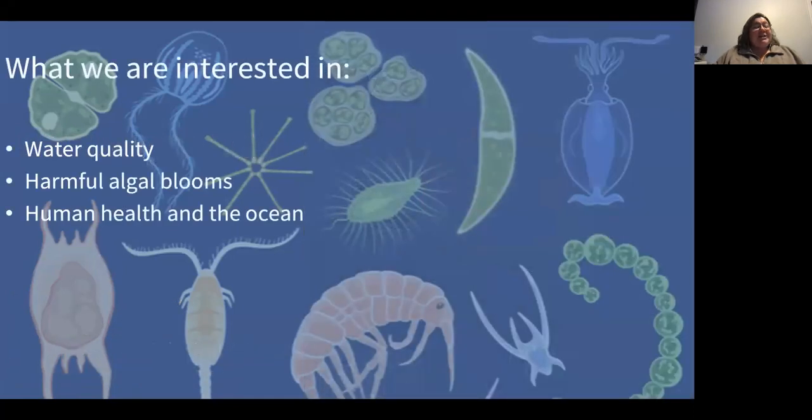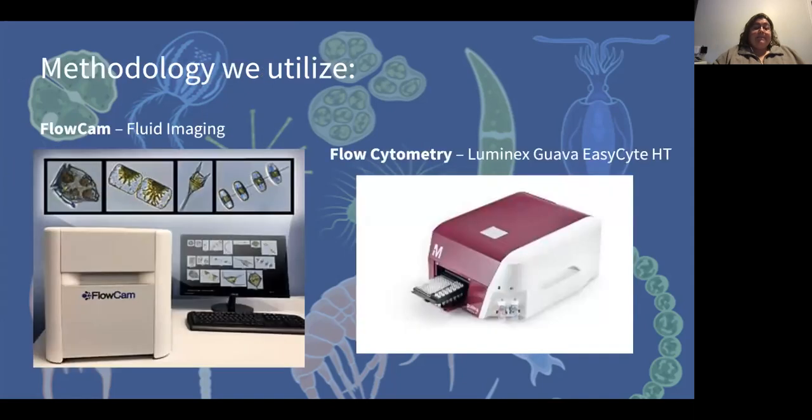So particularly some things that we're interested in is water quality. So we can enumerate anything from larger zooplankton down to viruses. We've had a particular experience working with harmful algae and looking at harmful algal blooms. And then we have an interest in human health in the ocean. So understanding pathogens and particularly how potential marine microbes can be vectors of some human pathogens. We use a variety of methodology.